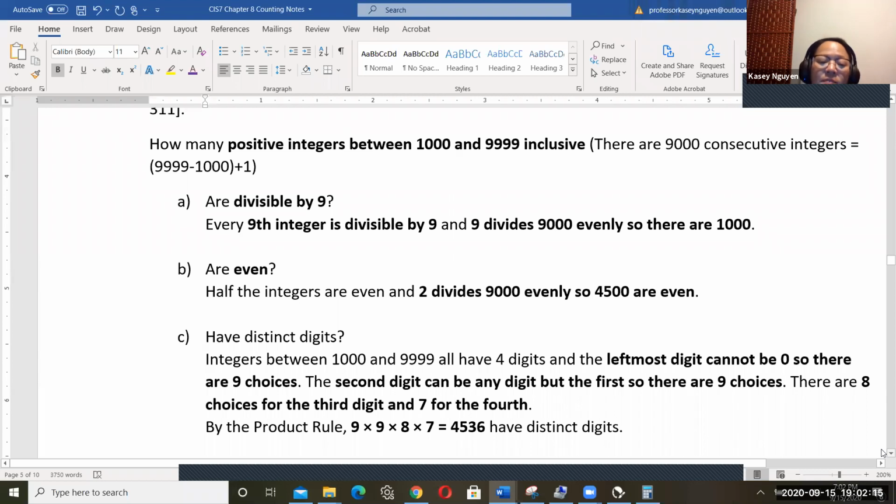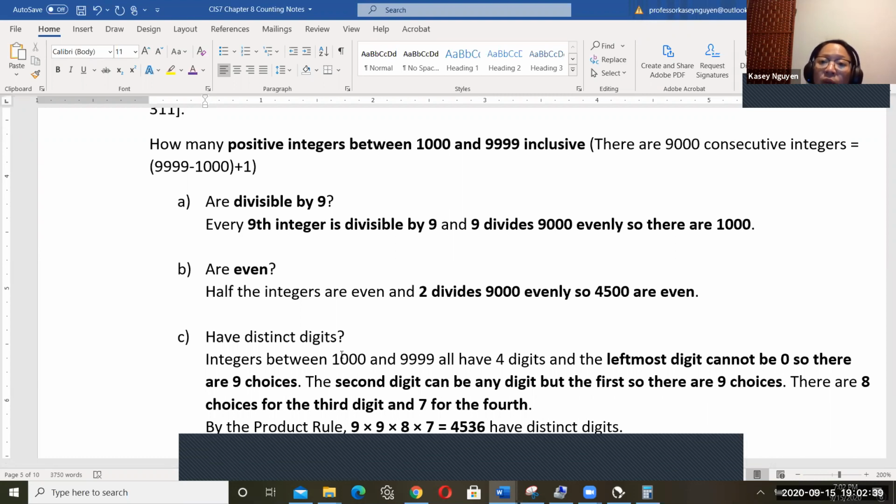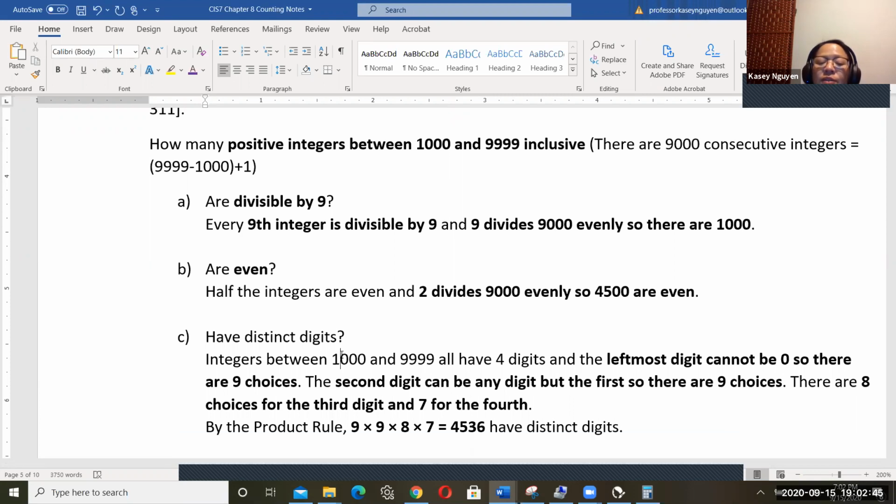For C, it asks about distinct digits. So the leftmost digit cannot be 0. Why is that? Because we start at 1,000, right? It cannot be lower than that. So the leftmost digit cannot be 0. It has to be 1 or higher, right? So there are 9 choices. When you're looking at 0 through 9, that's 10. And if you eliminate 0, you would then have 9 choices left.